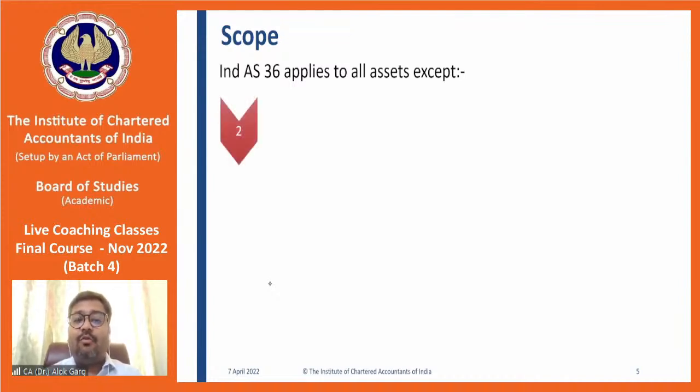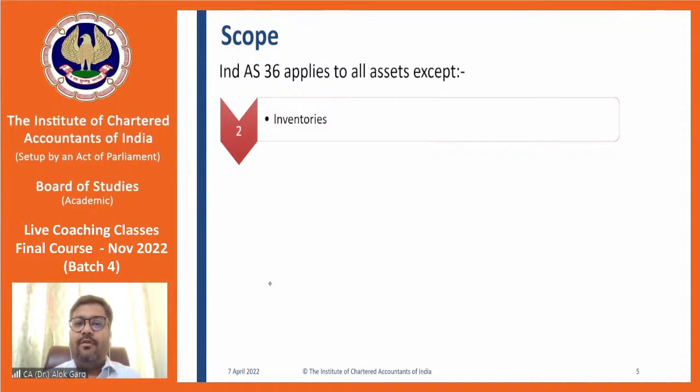What is the negative list? This standard applies to all assets except inventories. So guys, in inventory there is also impairment. Inventory is stated at cost or net realizable value, whichever is lower, right? If the cost is 100 rupees and NRV, not market value, net realizable value, is 80 rupees, then there is an impairment. But that impairment is taken care of by Ind AS 2 Inventories. That impairment does not come within the purview of Ind AS 36, right?